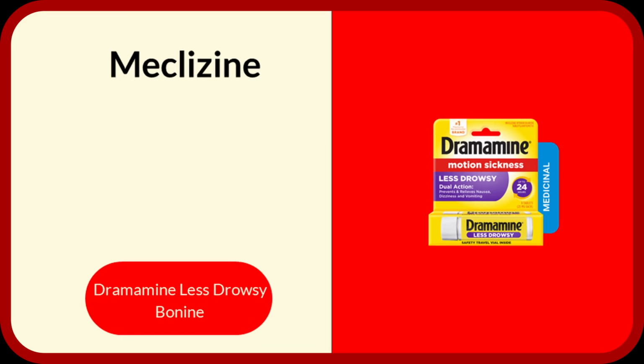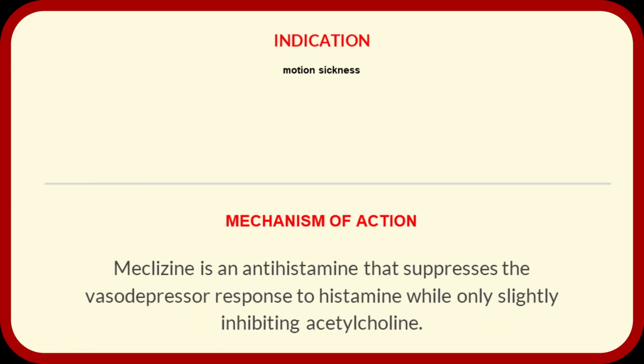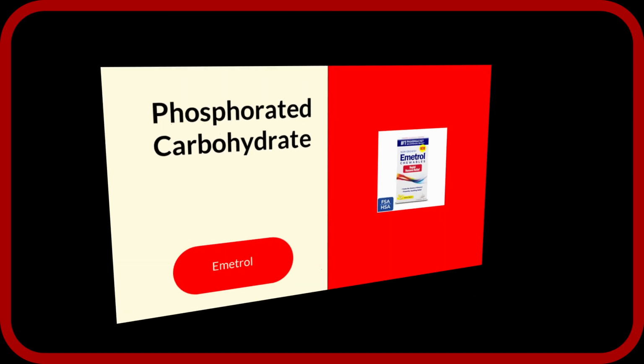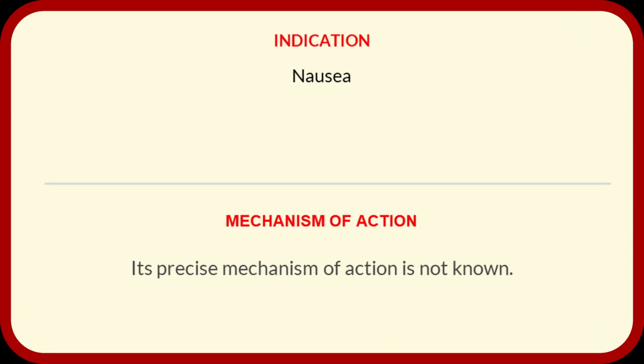Meclizine, known as Dramamine Less Drowsy or Bonine, is indicated for motion sickness. Meclizine is an antihistamine that suppresses the vasodepressor response to histamine while only slightly inhibiting acetylcholine. Phosphorated carbohydrate, with the brand name Emetrol, is used for nausea. Its precise mechanism of action is not known.